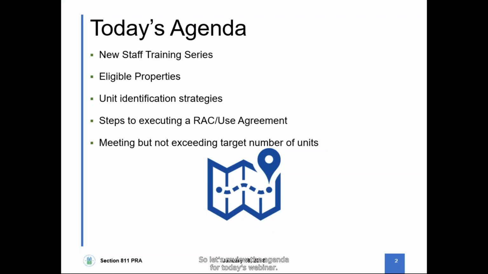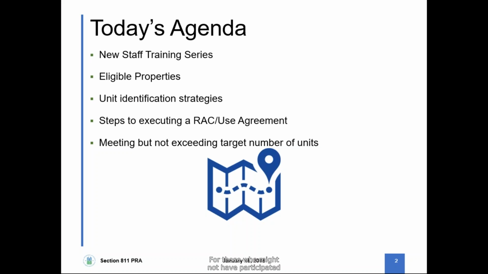So let's review the agenda for today's webinar. First, we will review the new staff training series. Then we will review what makes a property eligible. Next, we will discuss the unit identification strategies, steps to executing a rental assistance contract and the use agreement. Finally, we will review how to meet but not exceed a target number of units. For those of you interested in learning more information about the 811 PRA program, we encourage you to visit the HUD Exchange 811 PRA website for additional training opportunities.